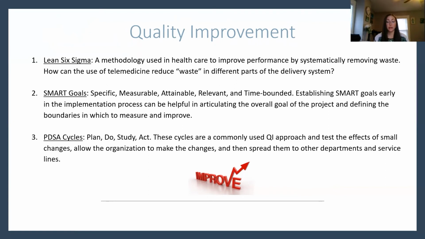SMART goals. SMART stands for specific, measurable, attainable, relevant, and time-bounded. Establishing SMART goals early in the implementation process can be helpful in articulating the overall goal of the project and defining the boundaries in which to measure and improve.